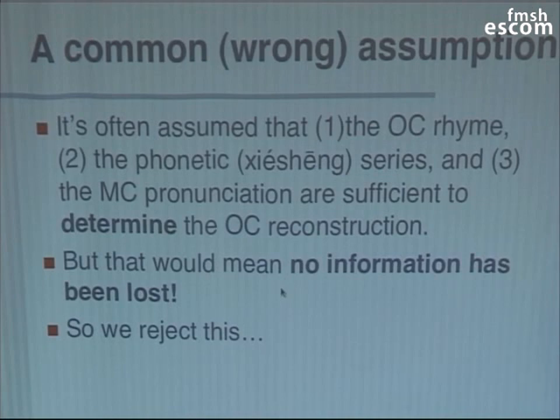For example, I was shown a handbook of Old Chinese pronunciation by, I guess, Guo Xiliang. Every character that occurs in early texts, I imagine, was in there, and there was a fully spelled out pronunciation for every one of those characters. That's simply impossible. That would mean that no information has been lost, and that's just not the way it works. So it's not a mechanical, deterministic process where you take these three kinds of information, run them through some kind of black box, and get your Old Chinese reconstruction out of it. If you're doing it right, there are going to be questions that are not answerable because the information has been lost. So we reject that view.